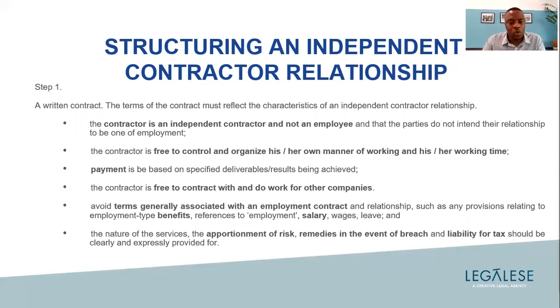Next, you need to ensure that in the entire independent contractor agreement, you avoid any terms that are generally associated with an employment contract. So, for example, you don't want to mention anything about any benefits whatsoever. No leave. Don't mention anything about wages, or anything that can be associated with an employment relationship. You want to stay away from that.